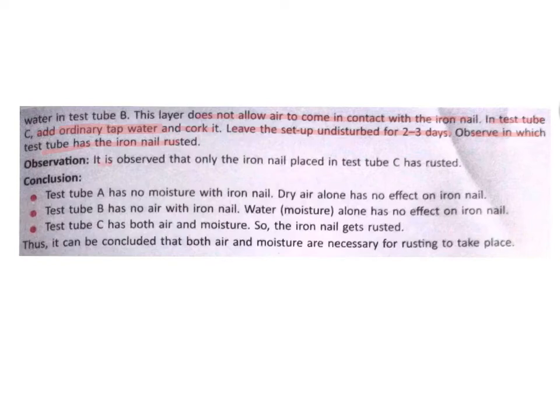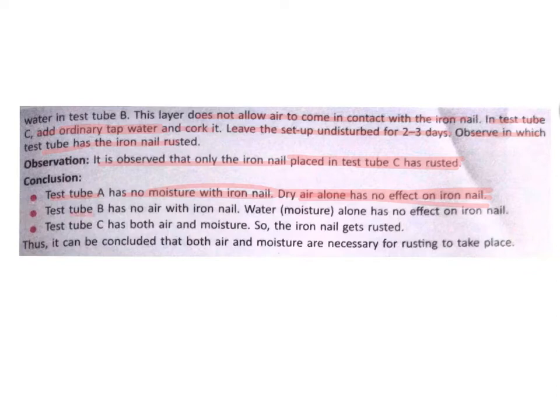Observation. It is observed that only the iron nail placed in test tube C has rusted, that is in tap water. Conclusion. Test tube A has no moisture with the iron nail. Dry air alone has no effect on the iron nail. So we can conclude that water is also necessary for rusting. Air alone cannot rust the iron nail.